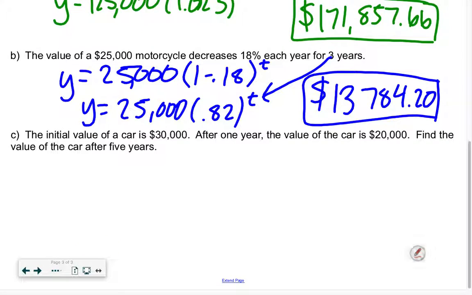Okay, we got one more. Initial value of a car is 30,000. After 1 year, the value of the car is 20,000. Find the value of the car after 5 years. Oh boy, we got a lot to do. What does my 20,000 represent? Price now. Yeah, the price now on the other side of my equation. So my 20,000 equals 30,000, which is our starting price, the initial.